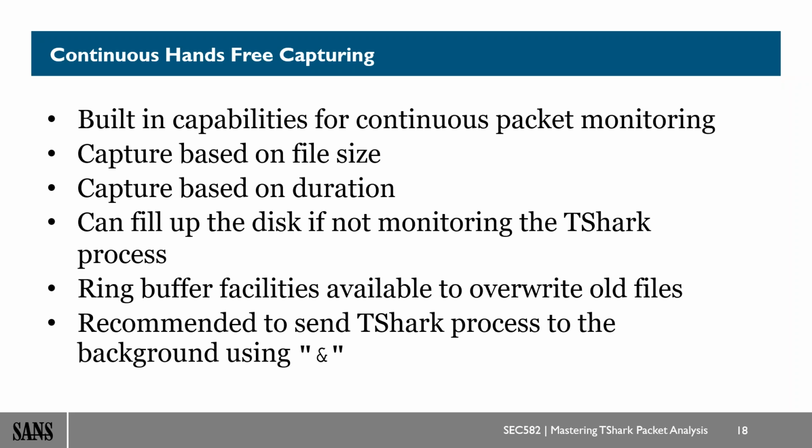appropriately. And we can use what is called the ring buffer facilities to overwrite old files. Basically, I can say, okay, create 10 files. And once you get to the 10th one, then just create an 11th one, but discard the first one if you wish. And then continue that cycle. So there's always going to be at most 10 files on your system, even though TShark probably would have processed hundreds of files.